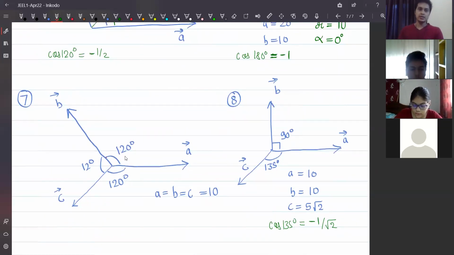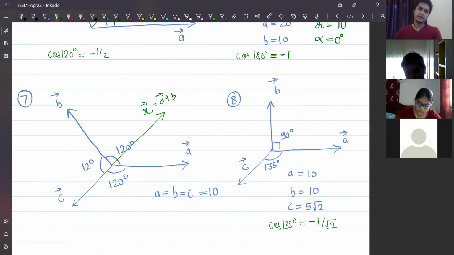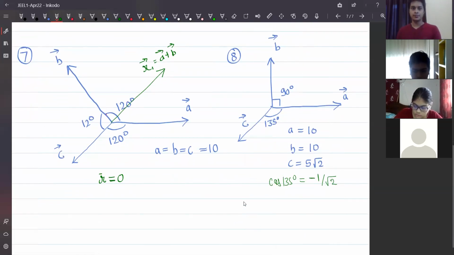For question number 7, first you will add up two vectors. Suppose you add A and B, you will get the first resultant, resultant 1 as the sum of vector A plus vector B. Then you will add resultant 1 and vector C. I'll just write the answer. You'll get R vector as 0 here. If R is 0, then we don't have to find alpha. I'm just writing down the answers. You have to solve it on your own.